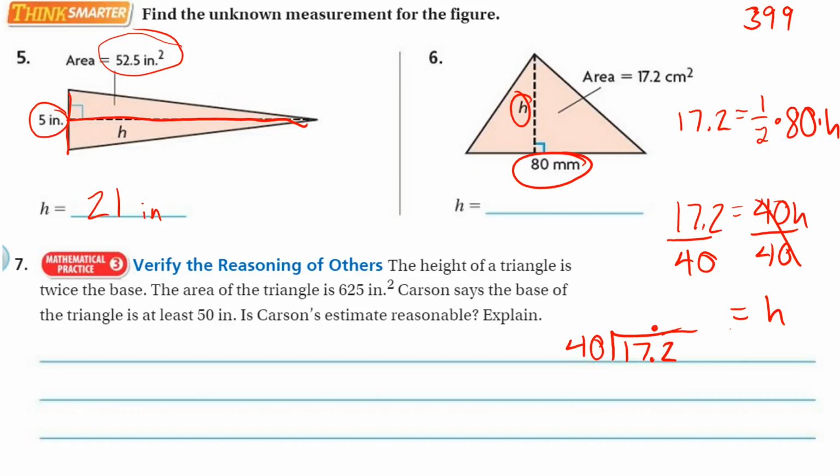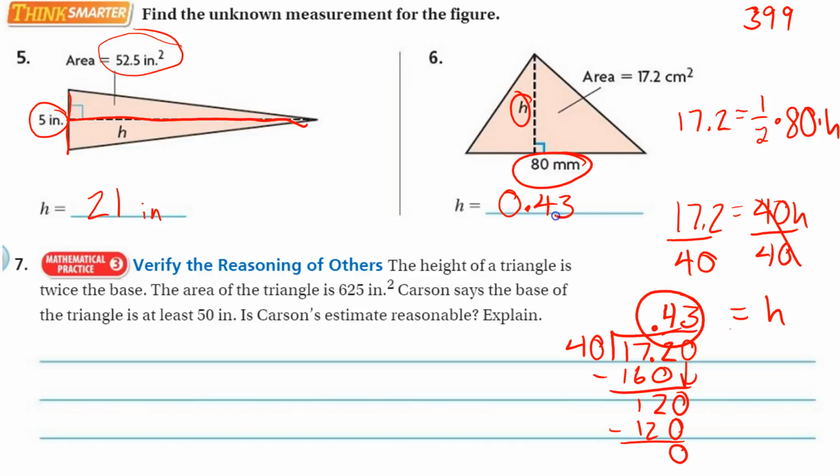40 can't go into 1, 40 can't go into 17, but 40 can go into 172. Count by multiples of 4. 4, 8, 12, 16, so that was 4 times. That's 160. Subtract gives me 12. Add another 0, bring it down. Multiples of 4, 4, 8, 12, so that's 3 times. So the height is 0.43.